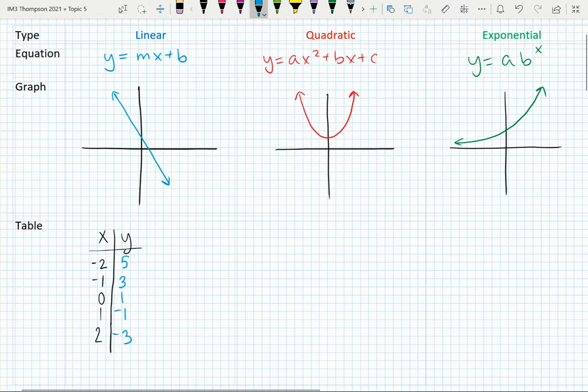And when we look at looking for patterns in a table, the pattern for a table of linear values is when I look at y, I'm going to have some kind of a common difference. So what is the difference between one y value and the next y value? From 5 to 3, I would subtract 2. From 3 to 1, I would subtract 2. From 1 to -1, subtract 2.